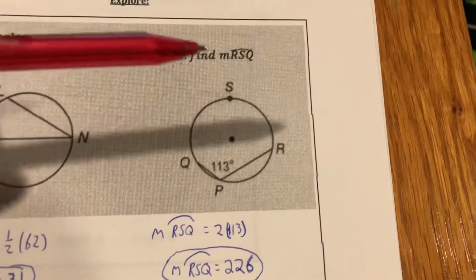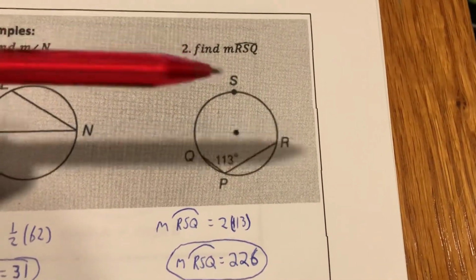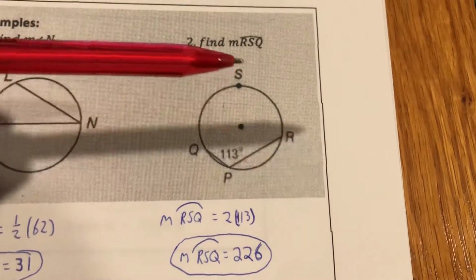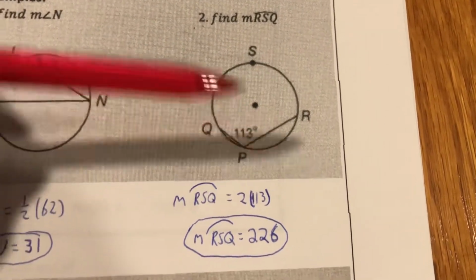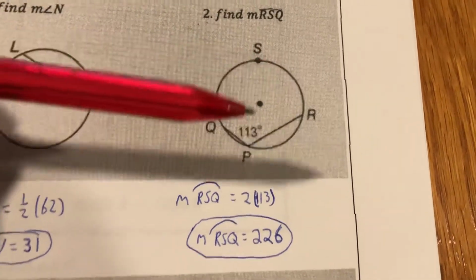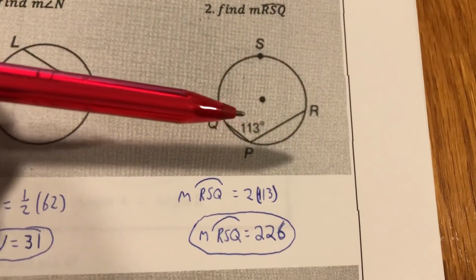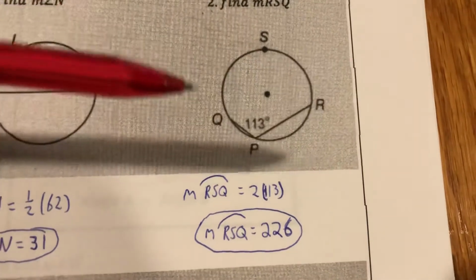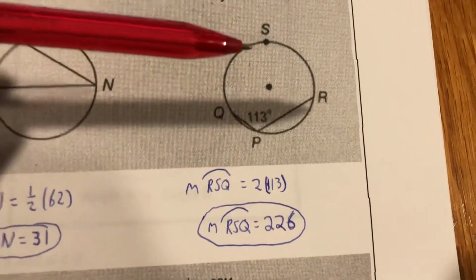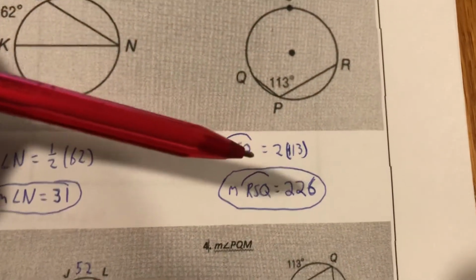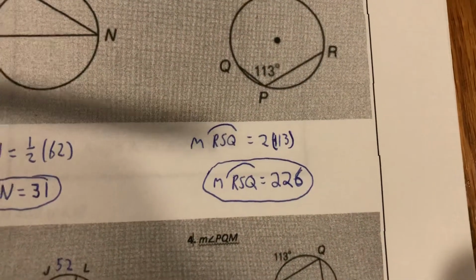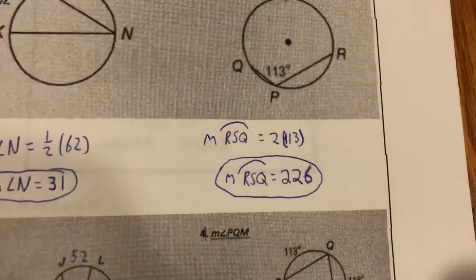Looking at number two, this time we're looking for the measure of arc RSQ. So if we look at RSQ, they're talking about the intercepted arc here for angle QPR. Now when we're looking for the arc, we have to multiply the angle by 2. The angle is half of the arc, so if we look at it the other way, the arc is going to be 2 times the angle. So 2 times 113 is going to give us 226 degrees for the measure of arc RSQ.